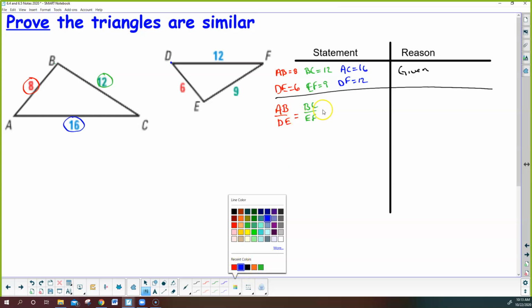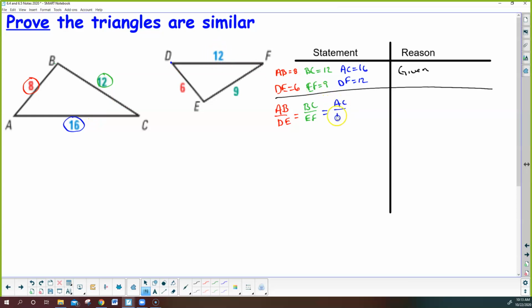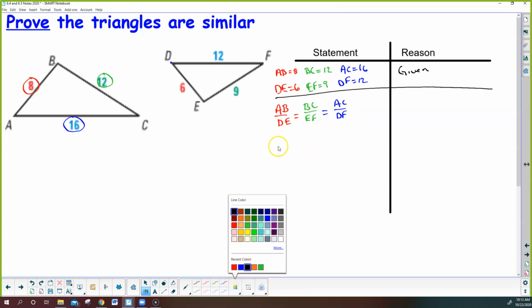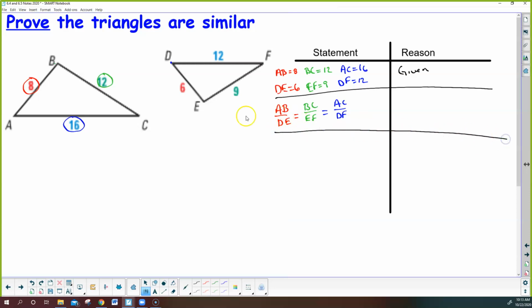And then those two ratios also have to be the same as the large side to the large side, AC to DF. Now, what's the reason that I'm allowed to compare side lengths? What's the reason that I'm allowed to set this up? Well, what did I just do? I compared the ratio, or ratios are fractions, of corresponding sides.